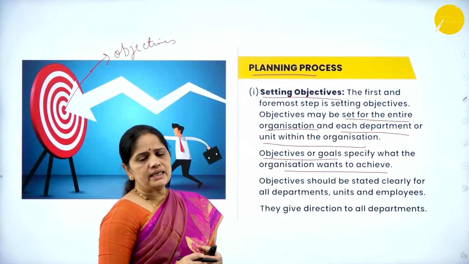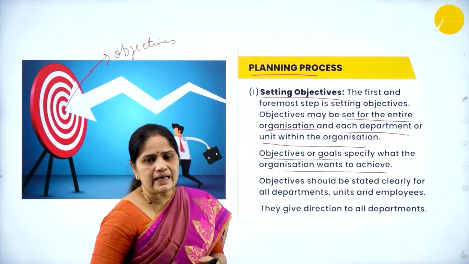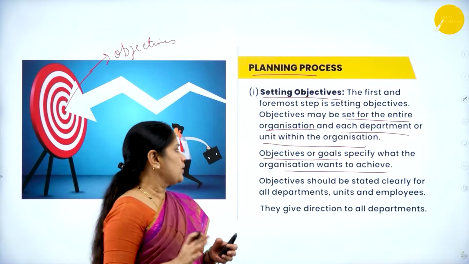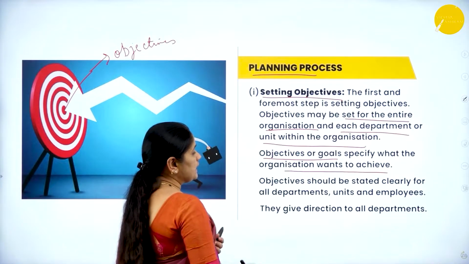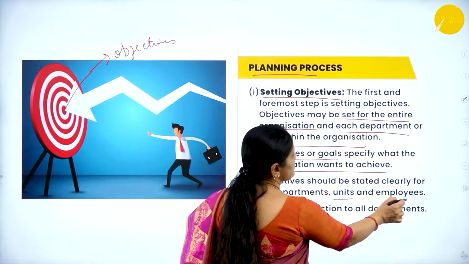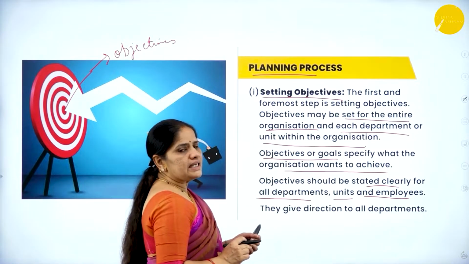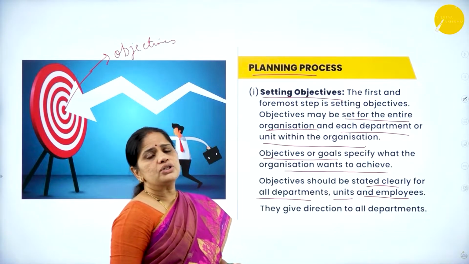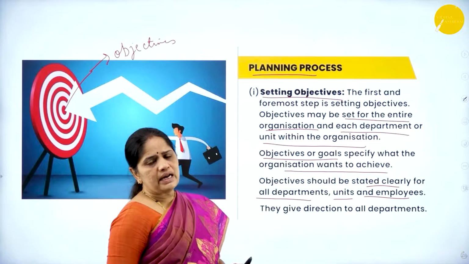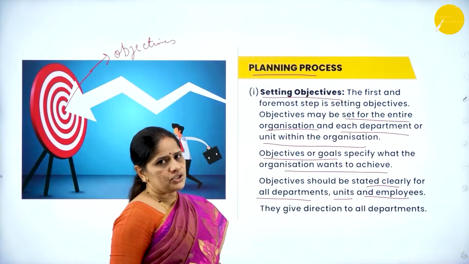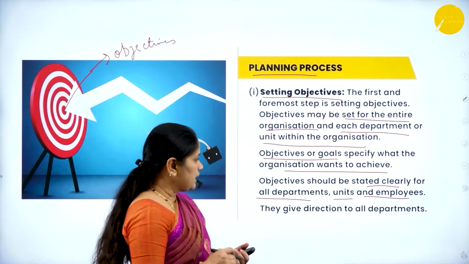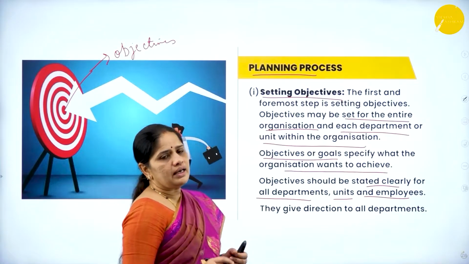So, when you are setting up an objective, we will be indirectly telling our employees what is the kind of work you are expecting from your employees. Then, it should be stated clearly for all departments, units and employees. So, when you are setting the objectives, it should be clear. There should be no confusion. There should not be any question mark, no uncertainty. So, you should be very, very clear when you say what is the objective of the organization.